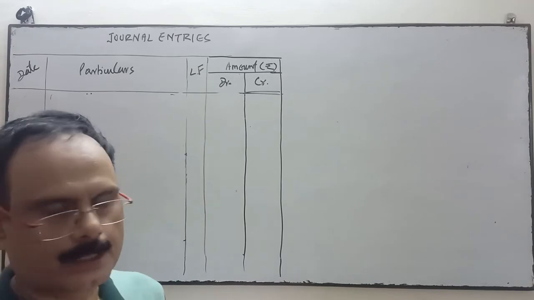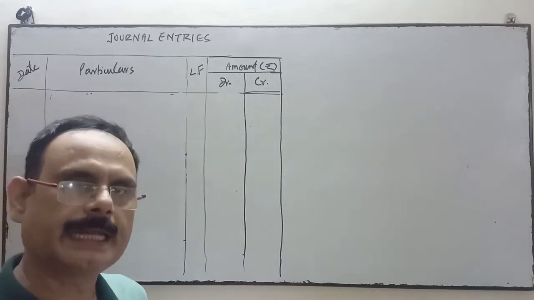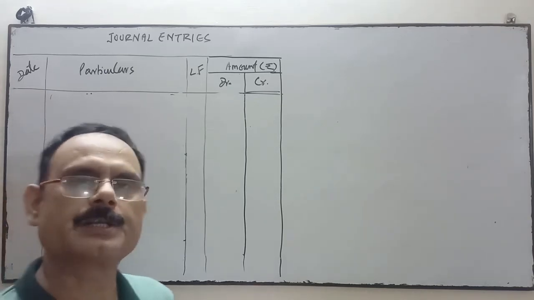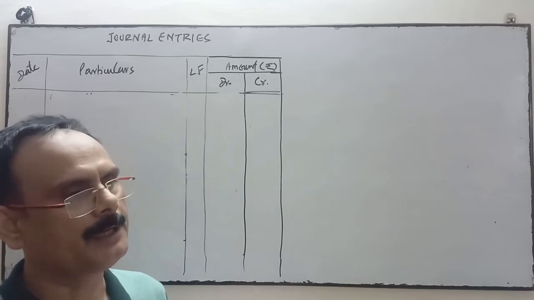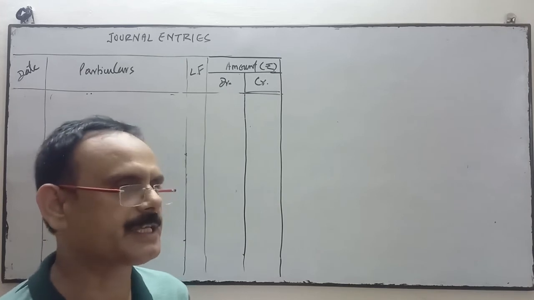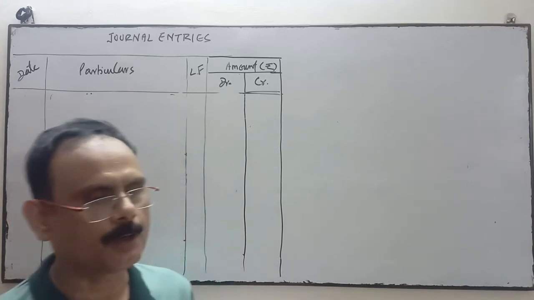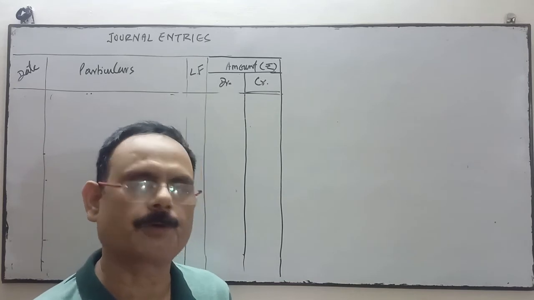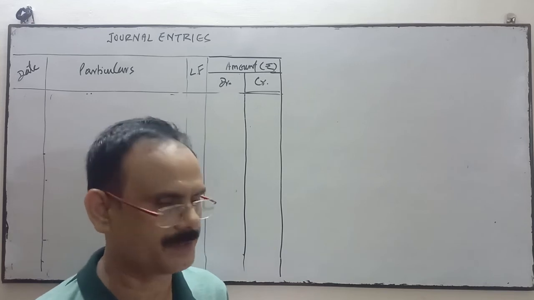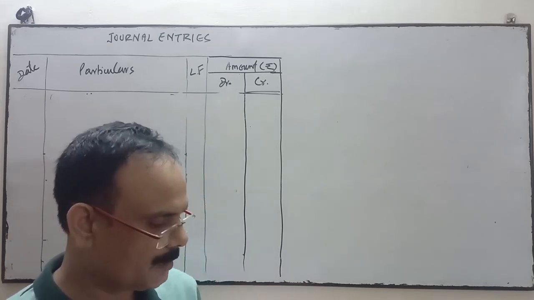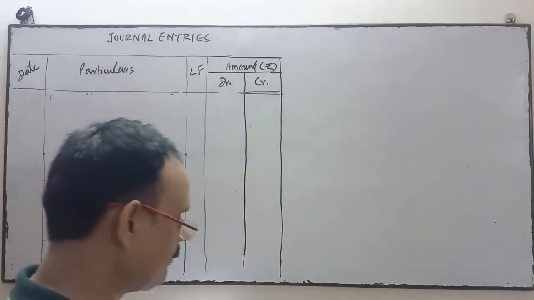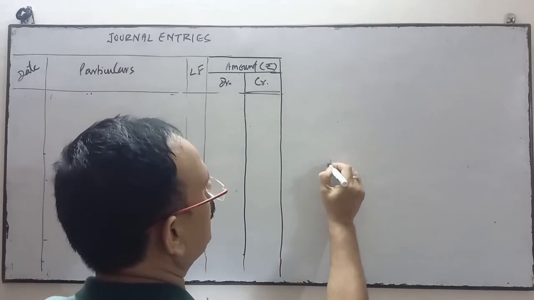So it's drawings. If in the deed it is mentioned that if the proprietor withdraws money for his personal use, interest will be charged by the business. So if it is given in the partnership deed or in the business terms and conditions that if the owner of the business withdraws money for personal use, the business will charge interest on that money, then charge interest on drawing at the rate of 1000. So interest on drawing account will be opened.